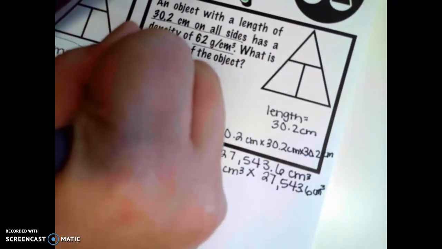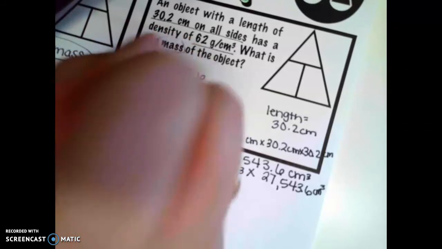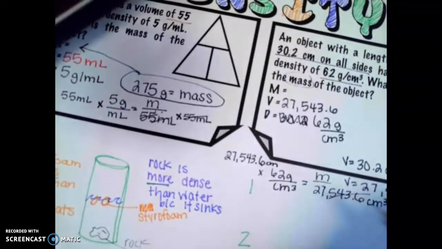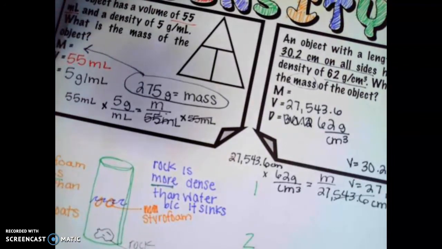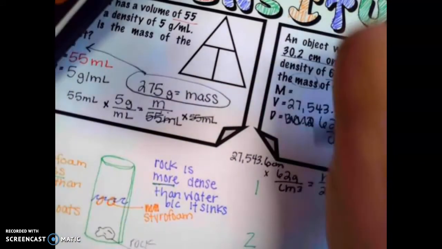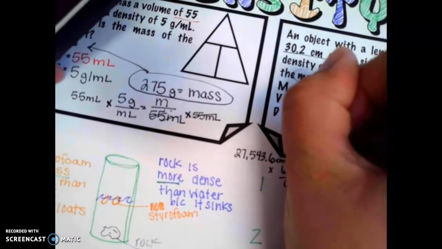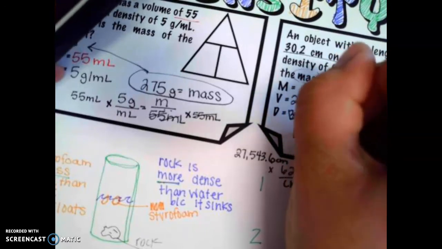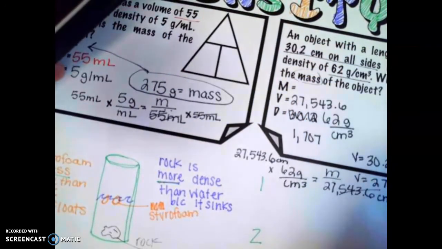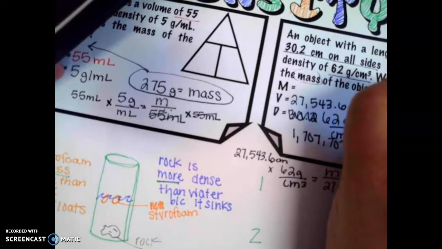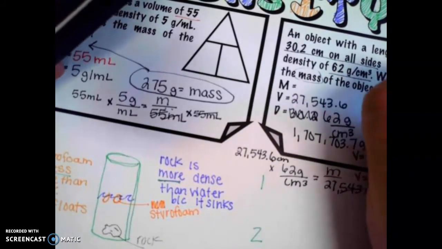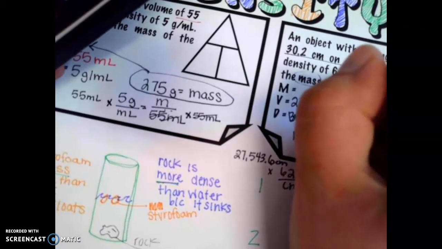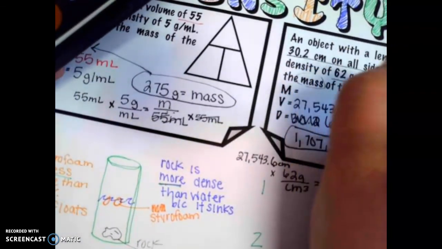We're multiplying by 27,543.6 on both sides. So this has canceled out. Mass is by itself. Let's go ahead and multiply that by 62. And our mass comes out to be 1,707,703.7 grams. So we have just solved for mass.